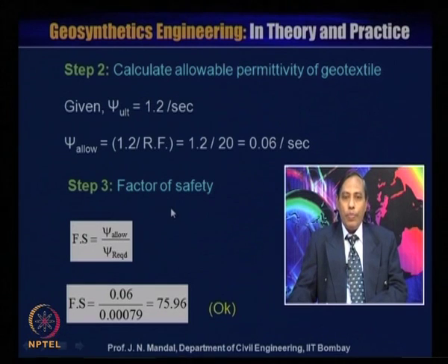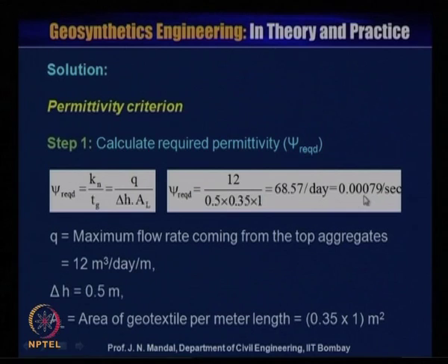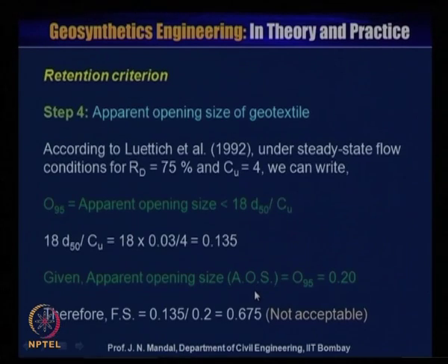Then step 3, factor of safety. The factor of safety is the ratio of psi allowable to psi required. So the factor of safety uses psi allowable 0.06 and psi required, which we calculated earlier as 0.00079. So this factor of safety is 75.96, which is okay. It is quite on the high side for a factor of safety.